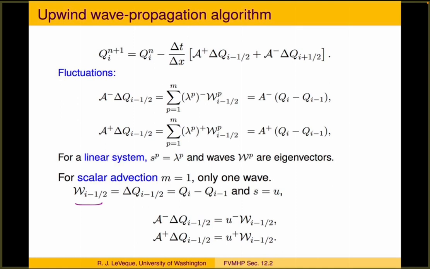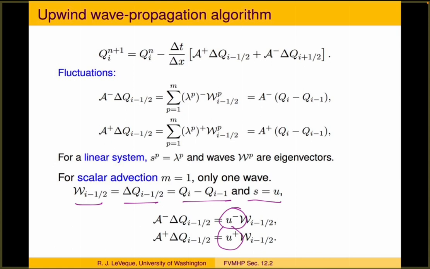So the only wave is the full jump in Q, or just Qi minus 1. And the corresponding speed is the same everywhere. If it's constant coefficient advection, it's just the value u. And then these fluctuations, A minus and A plus, turn out to be the same wave, but multiplied either by u minus and u plus. And if u is just a scalar value, then one of these is always 0.